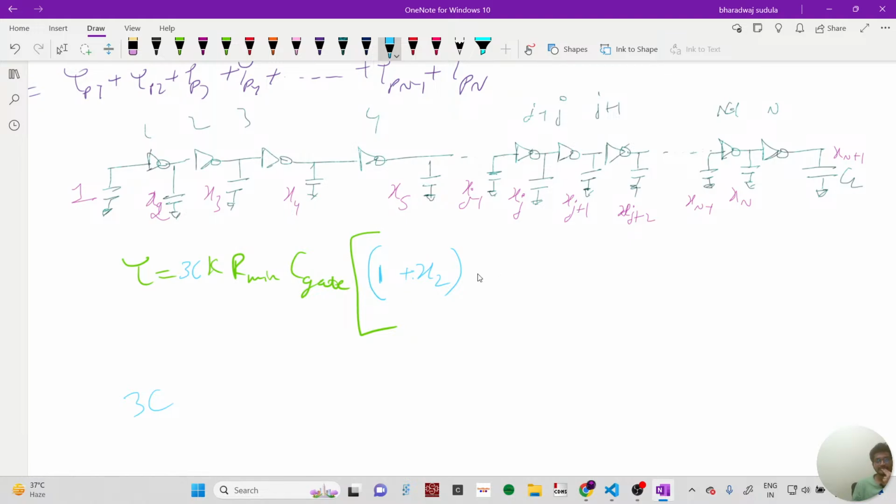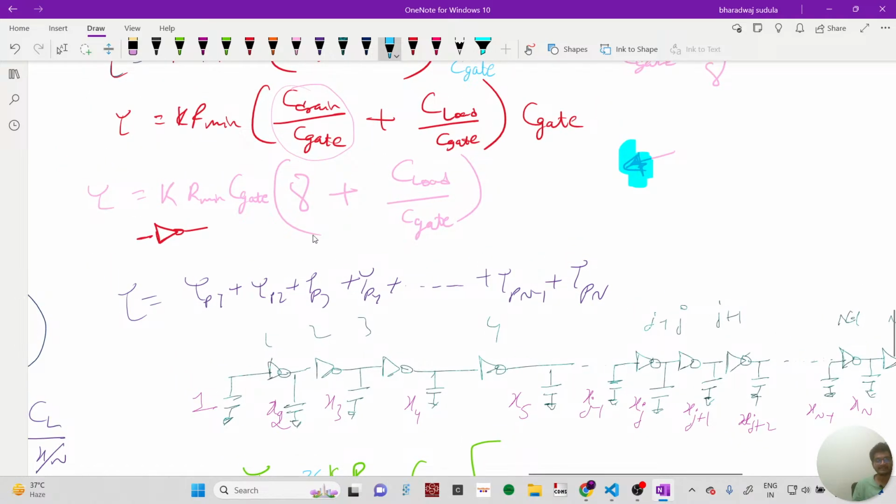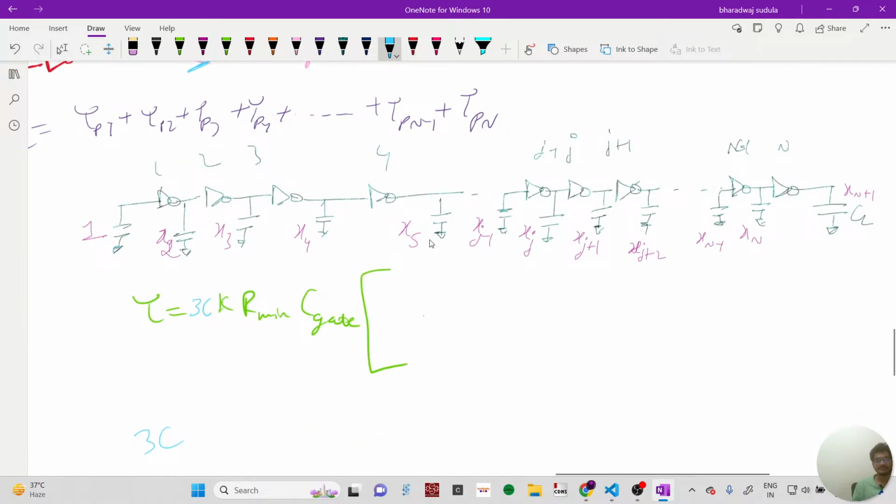And I forgot one thing. Sorry, I'm really sorry. I have introduced this gamma thing, right? It's not actually the drain cap, it's drain cap by gate cap, which is gamma. So this is gamma, and there is no 3C here. Plus, load cap is x2.